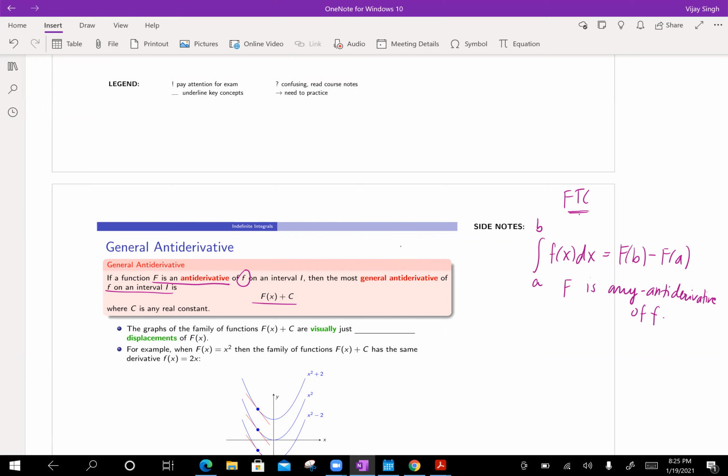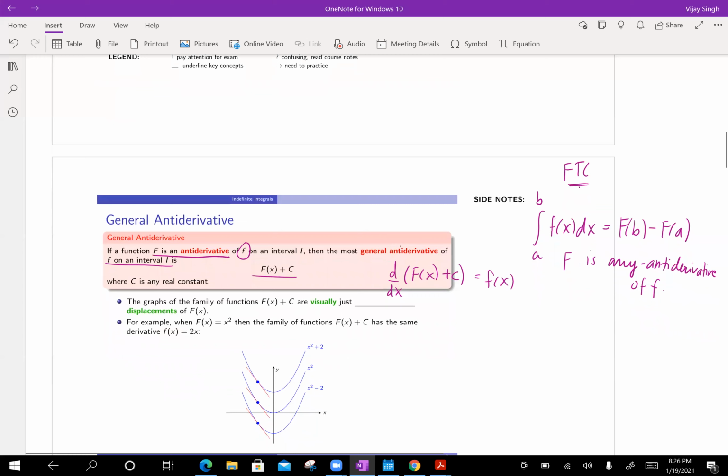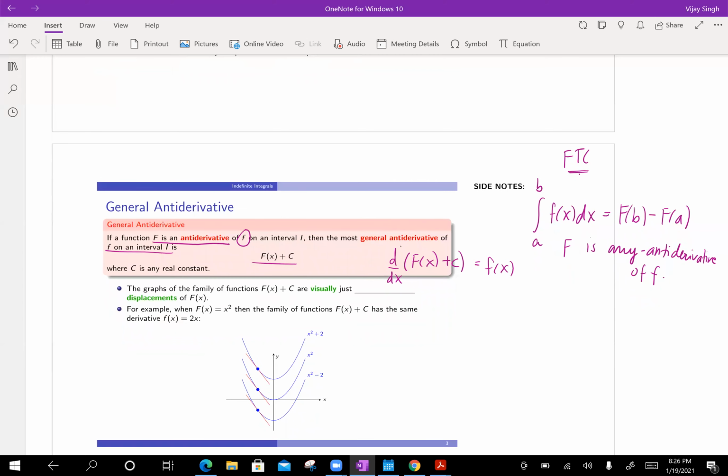Why is that? Because if you take the derivative of F of x plus c, then because of the definition of antiderivative, the derivative of capital F of x is small f of x, and the derivative of the constant c is 0. If we look at it from the graphical perspective, the graphs of the family F of x plus c are just vertical displacements of F of x, right?